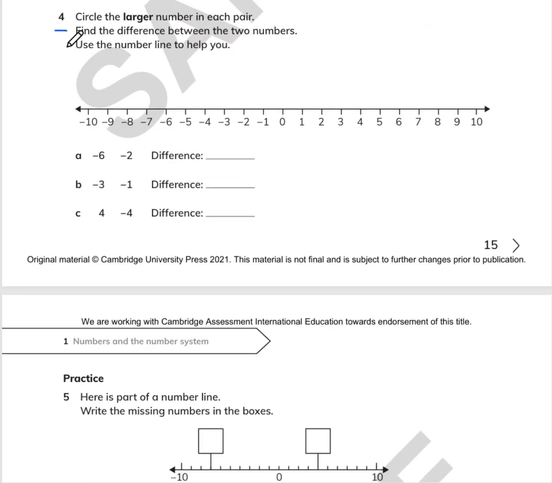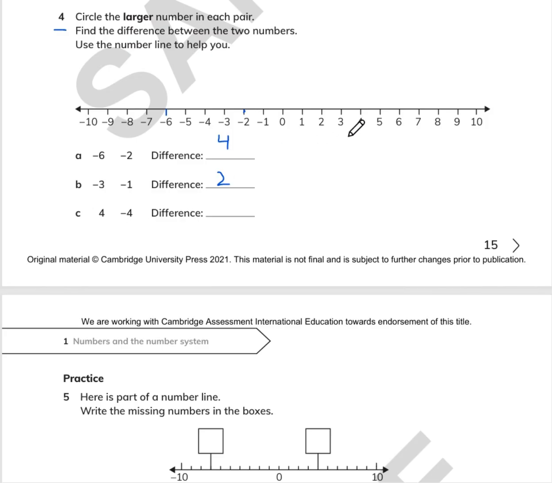Now question number 4. Circle the larger number in each pair. Find the difference between the two numbers. Use the number line to help you. So minus 6 and minus 2 are the two numbers. You can use the number line: 1, 2, 3 and 4. The difference is 4. Minus 3 and minus 1: the difference will be 2.